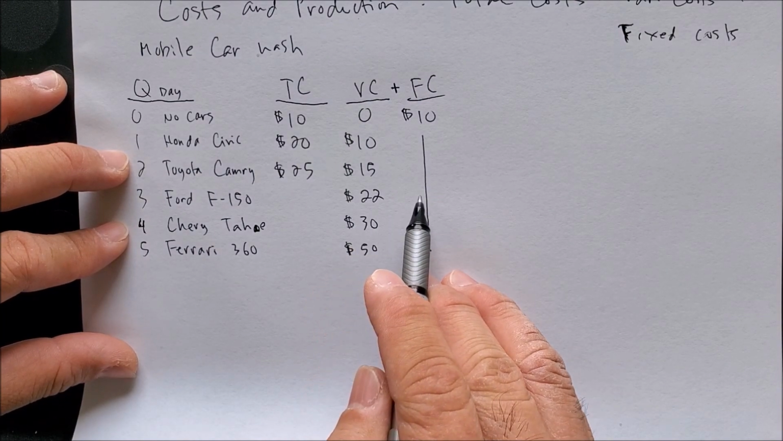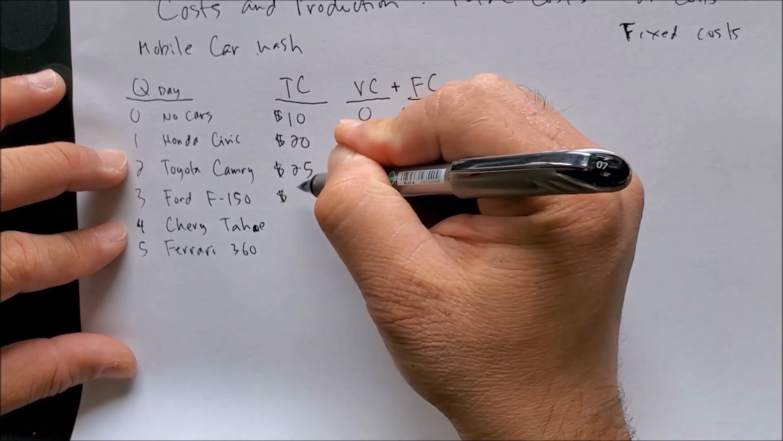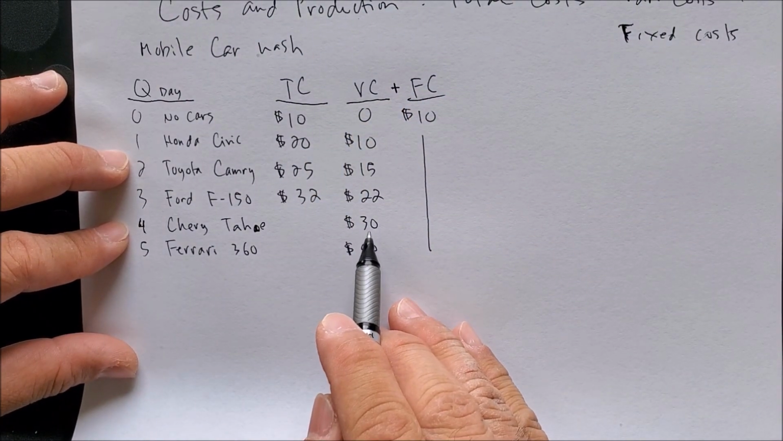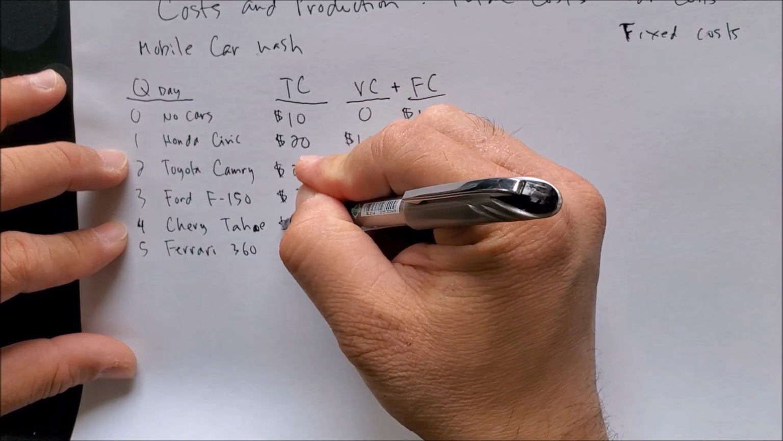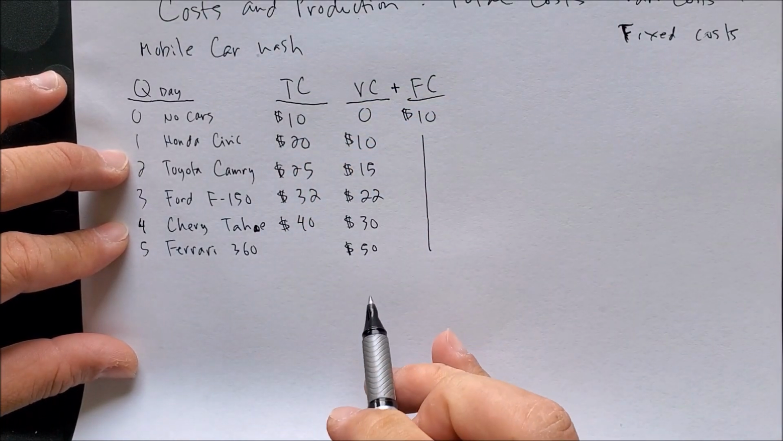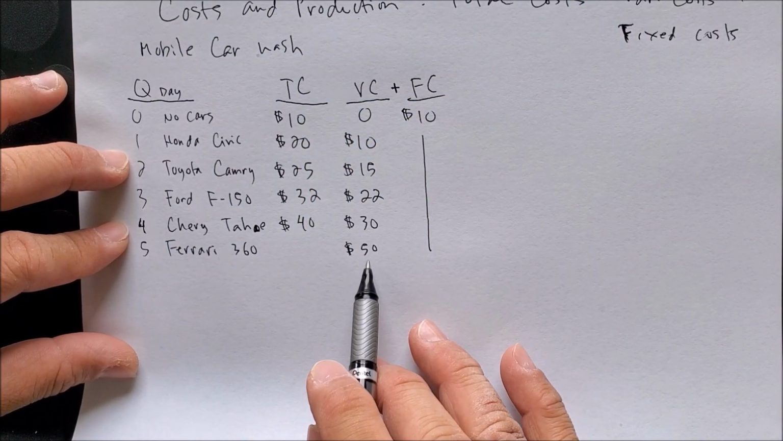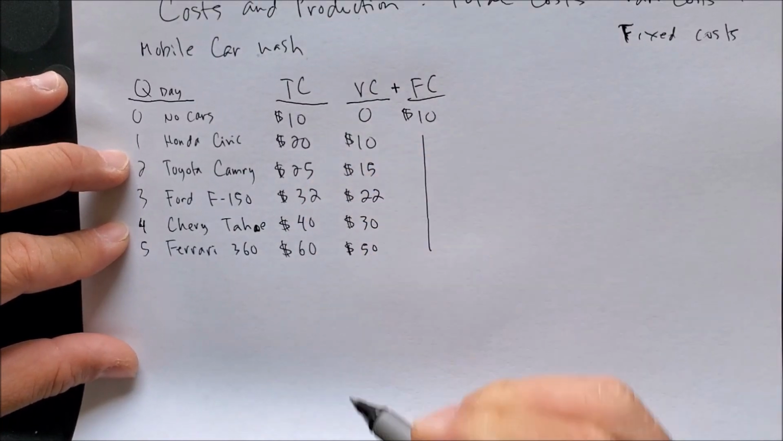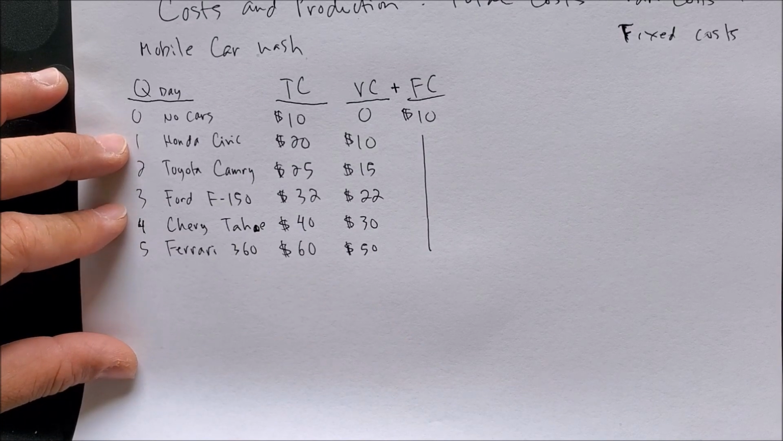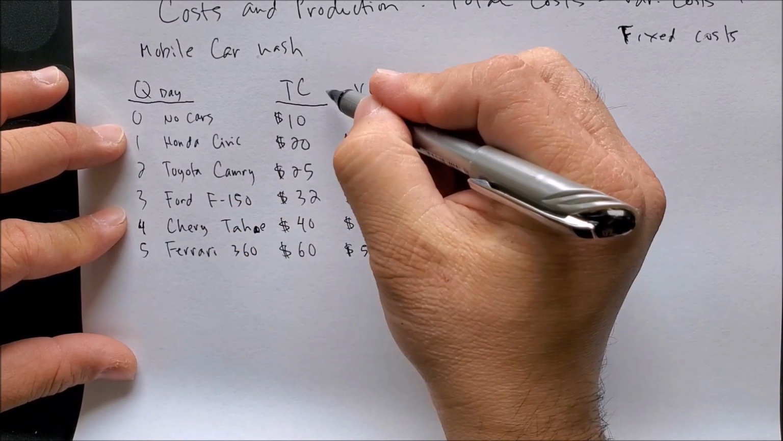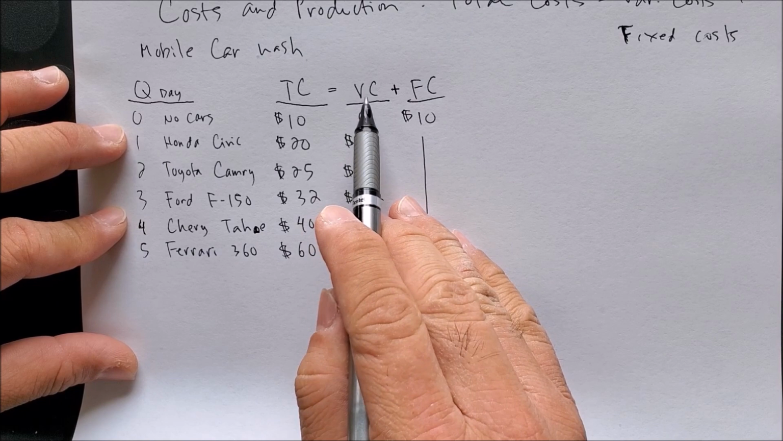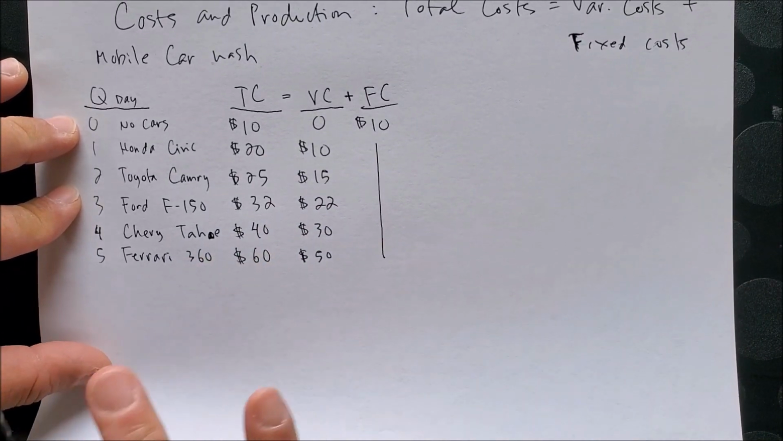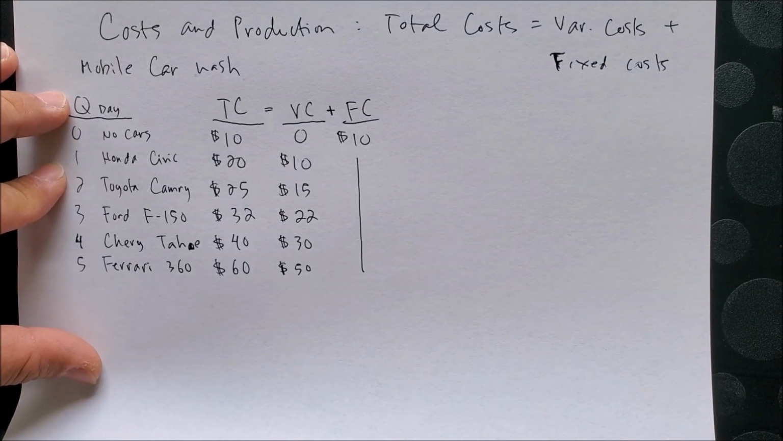$22 plus fixed cost at $10 becomes $32. Variable cost $30 plus fixed cost at $10 gives us $40. And then last but not least, we have $50 plus $10 fixed costs, for a total of $60 in total costs. And again, we can see that total cost is a function of variable cost plus fixed cost. So once we have the costs set, this is where it gets more interesting.